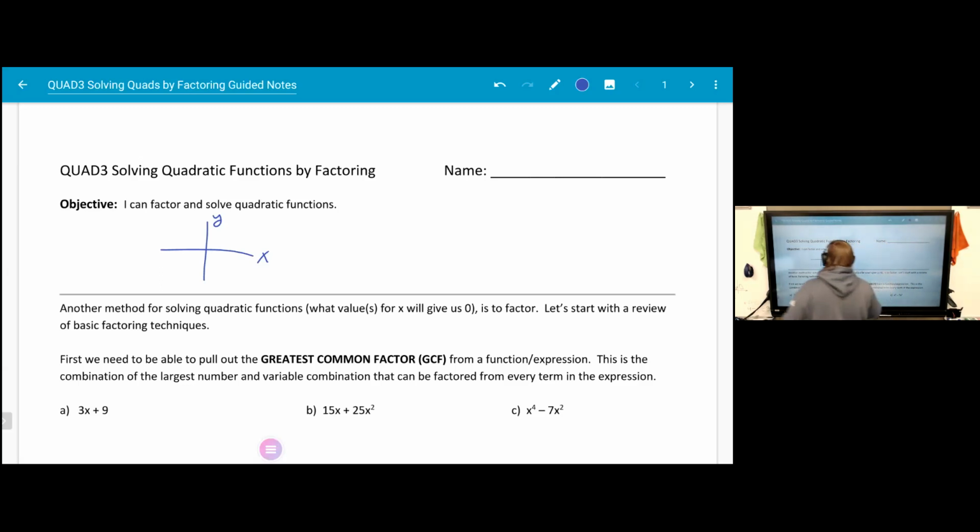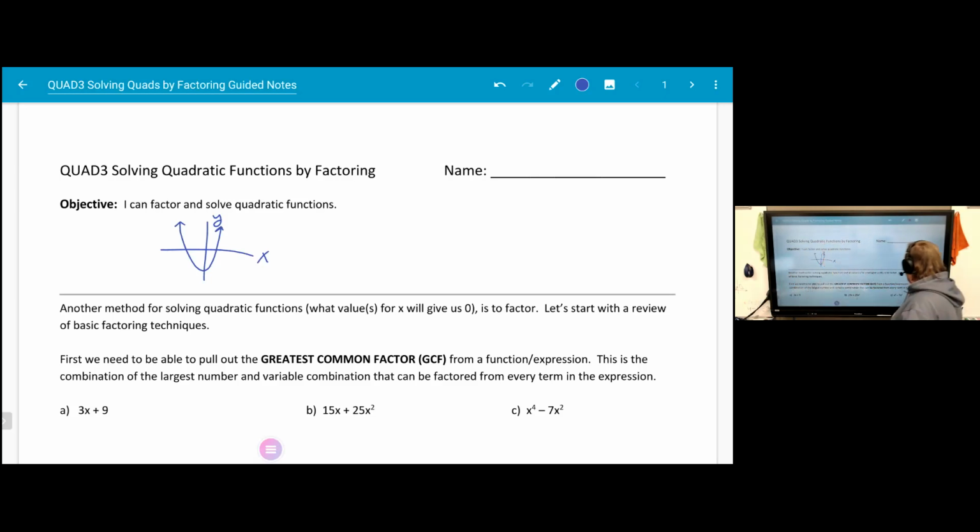When we solved using square roots, we were trying to figure out, again, where does it touch, if it touches, that kind of thing. We're going to do the same thing with another method today. This method is called factoring. You may have heard of it, you may not have heard of it. That's okay. We're going to start right here, see what we can do.